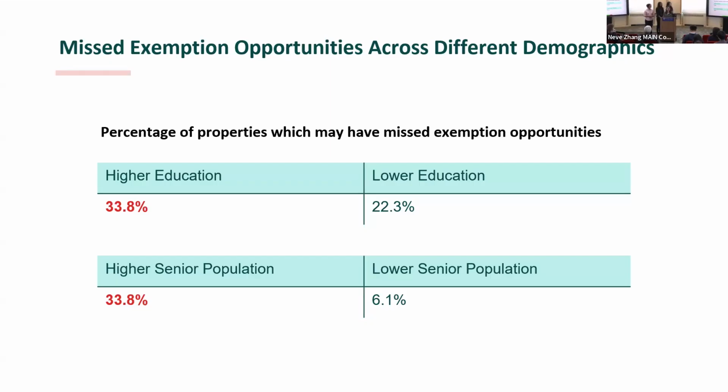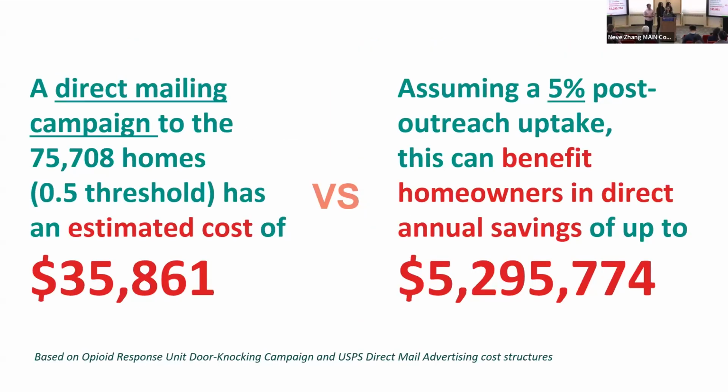So this may be because of some true difference in eligibility. For example, areas with higher education may indicate there are more college students who do not own their home, or the areas with higher senior population may reflect that people are less likely to access the program or be aware they are eligible for the exemption. But it is still important to monitor other groups to make sure they will not be left behind unintentionally.